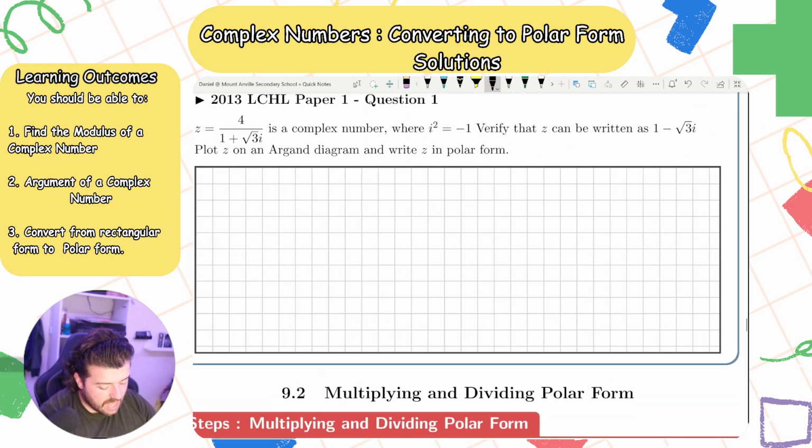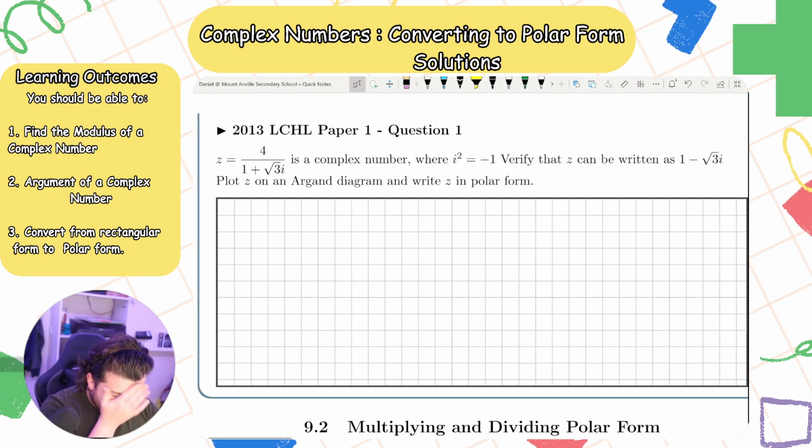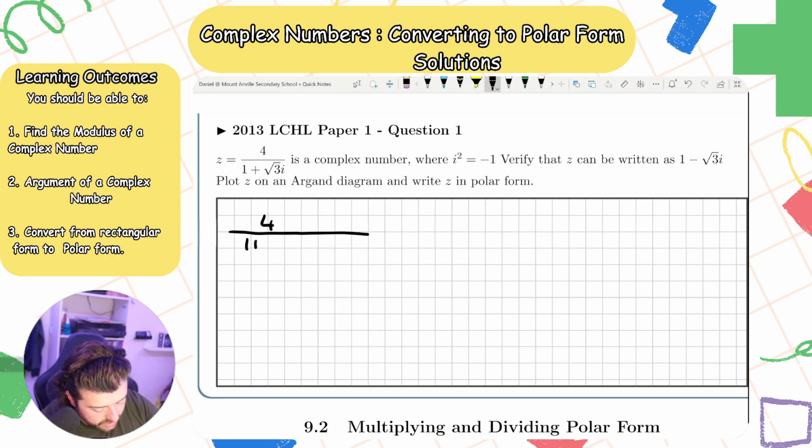Right, let's look at this last one here. This is a complex number. Verify that z can be written as 1 minus root 3i. So z is 4 over 1 plus root 3i, and we need to verify it can be written as 1 minus root 3i. So this is a division, so I'm multiplying the top and the bottom by the conjugate. So multiply the top by 1 minus root 3i. Multiply the bottom by 1 minus root 3i.